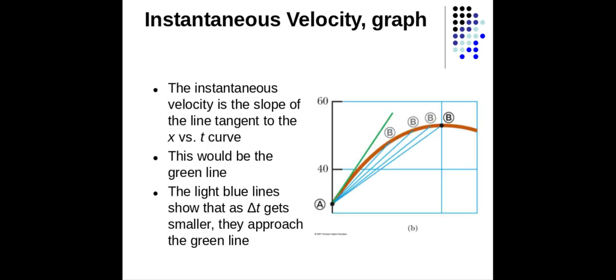So if you look at this graph, if you look at B, it's going to show you those different points of time. And so that is showing you the instantaneous velocity in the form of the slope of the line. Okay, and that line is going to be tangent to the x versus t curve, so your distance versus time curve. So this would be the green line. The light blue lines show that as the change in time gets smaller, they approach the green line.